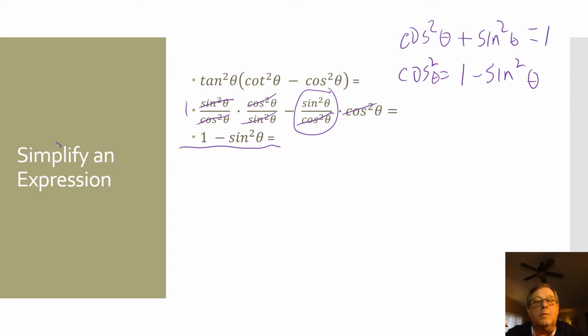Well, shazam. We simplified this expression. The tangent squared of theta times, in parentheses, the cotangent squared of theta minus the cosine squared of theta. We have simplified that to, are you ready? Drum roll, drum roll. The cosine squared of theta. Shazam.